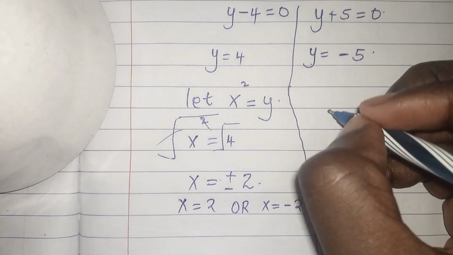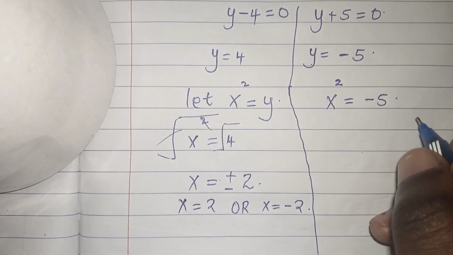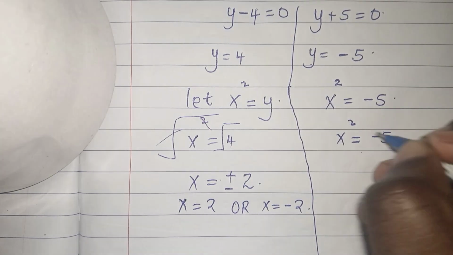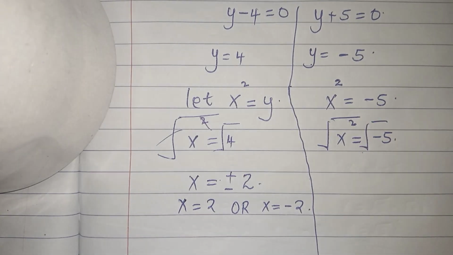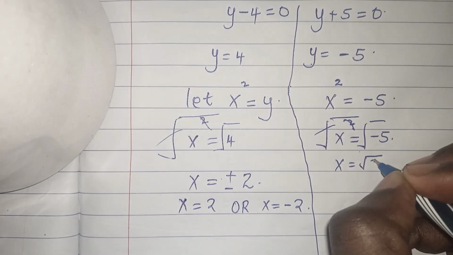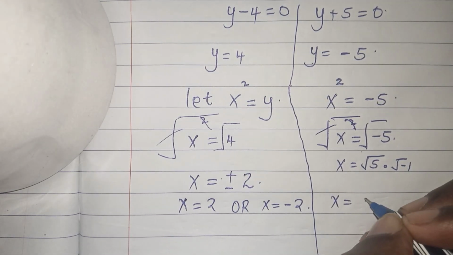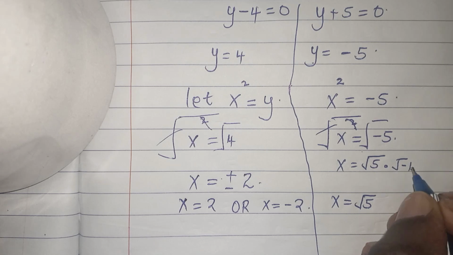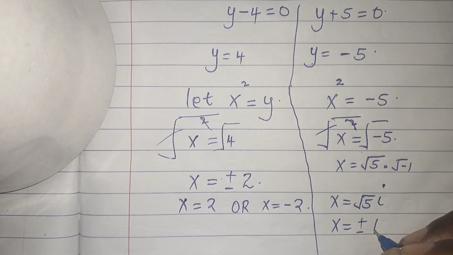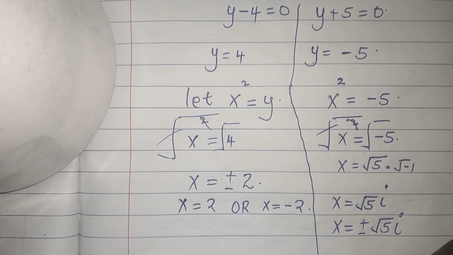y is equal to negative 5. So x squared is equal to negative 5. So now let us get the value of x. X squared is equal to negative 5. Square root this side, square root this side as well. So this square will cancel with the square root. X is equal to the square root of 5 times the square root of negative 1. So x is equal to square root 5, square root negative 1. This gives us imaginary. So x is equal to plus or minus square root 5 imaginary. So this is our complex solution.